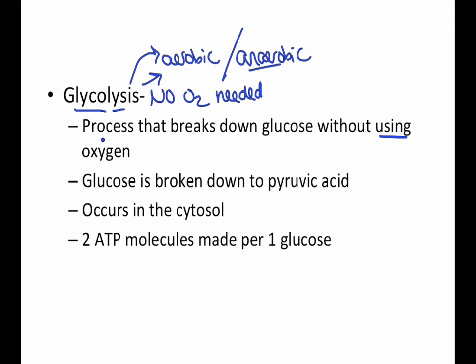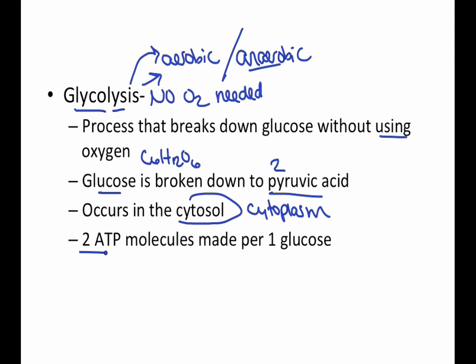So in glycolysis, glucose, or C6H12O6, is broken down into a molecule of pyruvic acid, and it's really two pyruvic acids. This also occurs in the cytosol or the cytoplasm. For every 1 glucose you use, you make 2 ATP. So in glycolysis, you're going to make 2 ATP for every 1 glucose that you're breaking down.